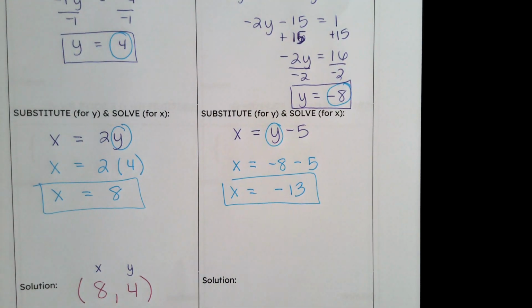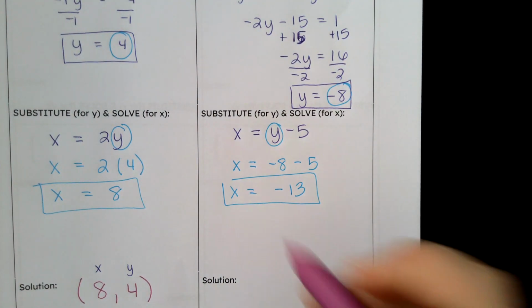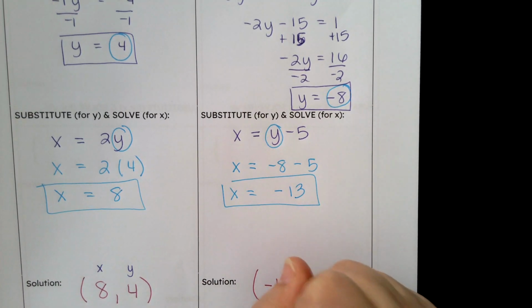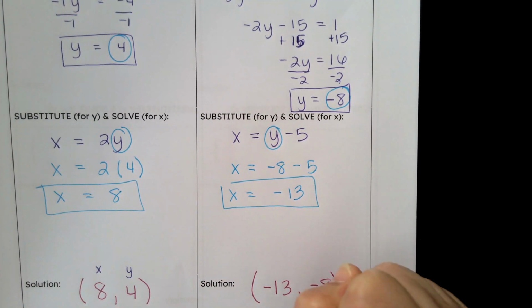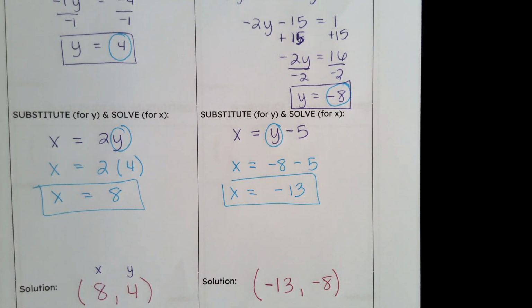All right, how did you do? Now we have to write our solution, -13, -8. If you wanted to, you could use the check step and see how you did. Turn the page.